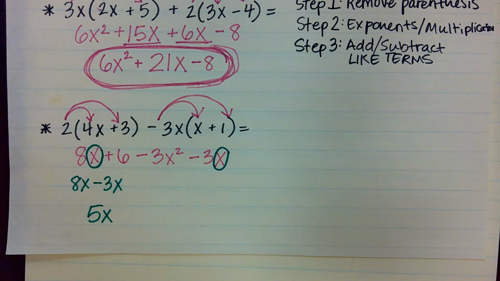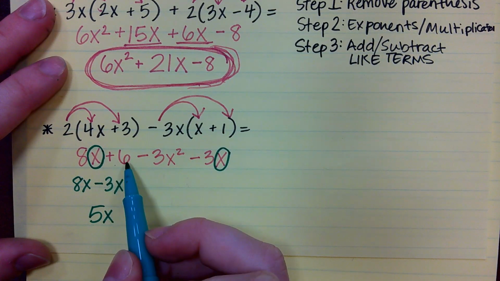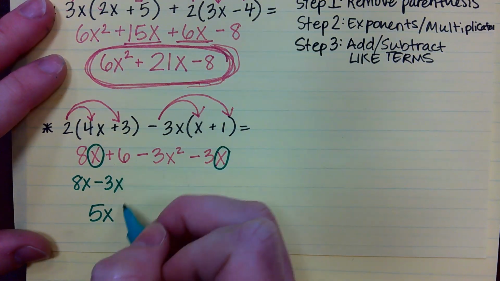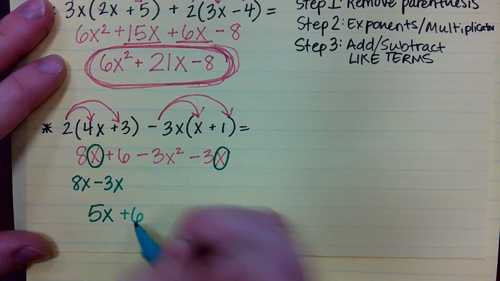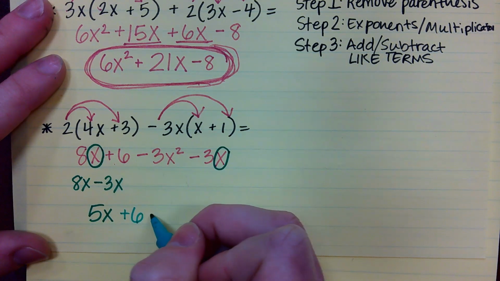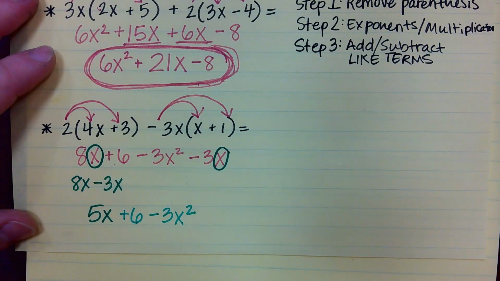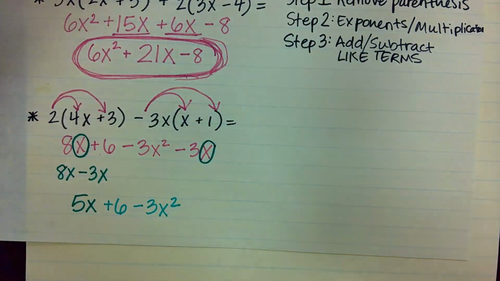Yeah, you're both right. Nothing else to combine. We're going to bring it all down. So I have plus 6 still. I'm going to bring that down here. I've got minus 3x squared. And that's your answer. Now this next thing I'm going to show you, this is optional.